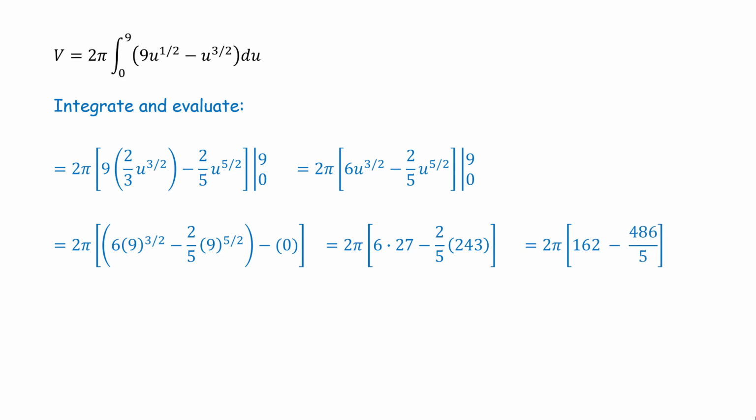Continuing, 2 pi times 6 times 27 is 162, minus, let's multiply 2 by 243, so that fraction is 486 divided by 5. Get a common denominator and combine. So we'll get 2 pi times 324/5, and multiply the 2 pi through, and our volume will be 648 pi divided by 5.